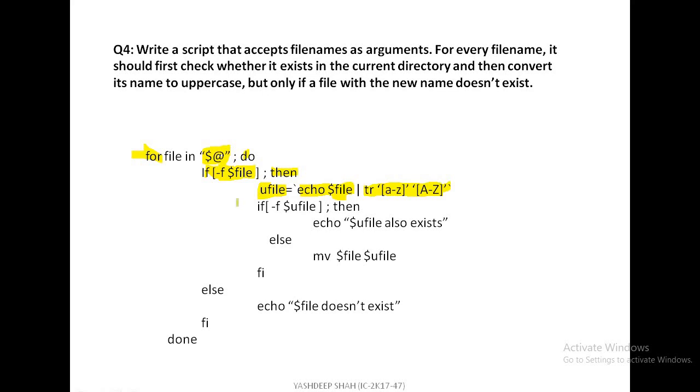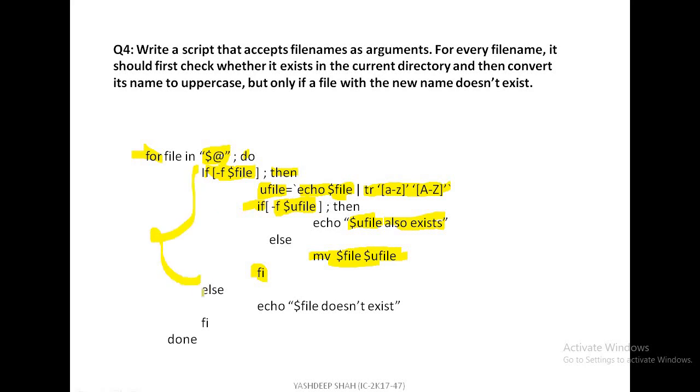Now we will check for U file. If -f U file, that is, whether the U file is a regular file and it's present. If it is true, then it will echo that the value of $U file also exists. Else it will move $file to $U file. After this, we will close the loop with fi, the reverse of if.